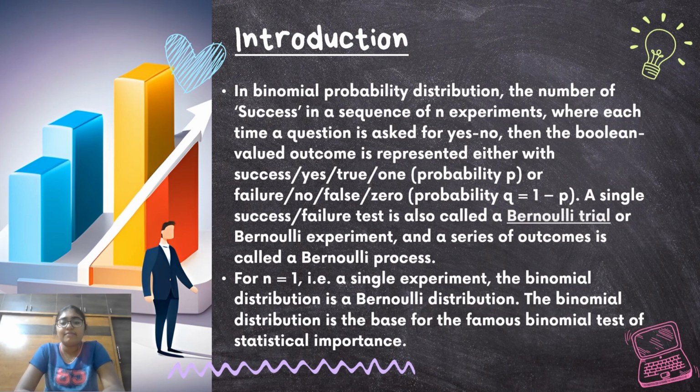Introduction. In binomial probability distribution, we count the number of successes in a sequence of n experiments, where each time a question is asked for yes or no, and the Boolean valued outcome is represented either with success (S, true, or 1) with probability P, or failure (no, false, or 0) with probability Q, which is equal to 1 minus P. A single success or failure test is also called a Bernoulli trial or Bernoulli experiment, and a series of outcomes is called a Bernoulli process.